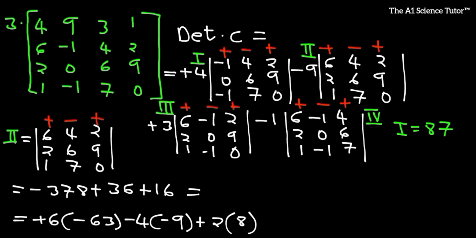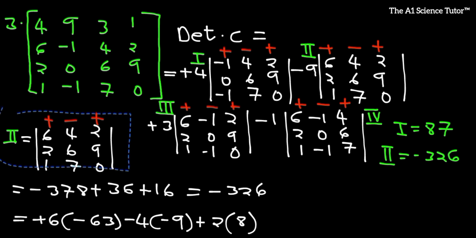So that is negative 378 plus 36 plus 16. So that gives us negative 326. So that is going to be the second determinant. I'm going to write it over here. Negative 326.